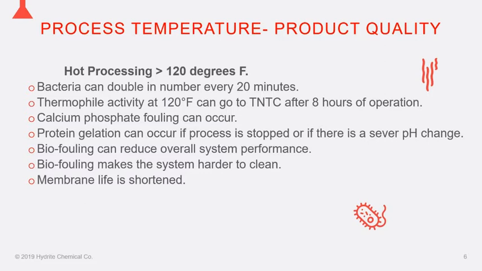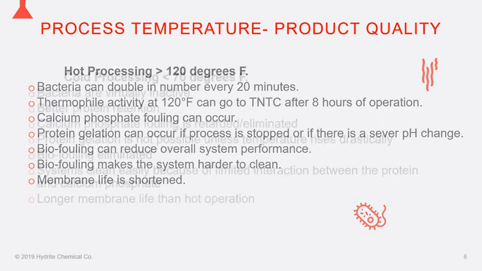You can also end up with protein gelling if you get a severe pH change. You could also end up with biofouling, where this biofilm starts to grow on the surface, and that in turn could lead to very difficult to clean systems. And that in turn leads to utilizing heavy oxidizers, which then can impact the life of the element.